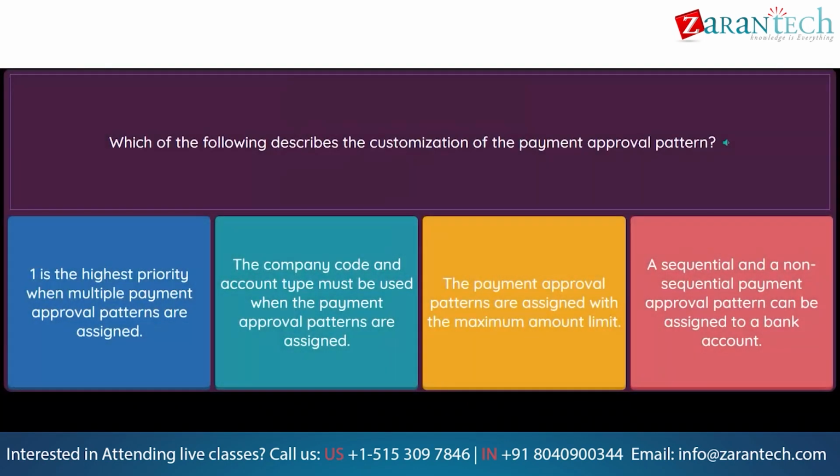Question, which of the following describes the customization of the payment approval pattern? Option 1 is the highest priority when multiple payment approval patterns are assigned. Option 2 the company code and account type must be used when the payment approval patterns are assigned. Option 3 the payment approval patterns are assigned with the maximum amount limit. Option 4 a sequential and a non-sequential payment approval pattern can be assigned to a bank account.